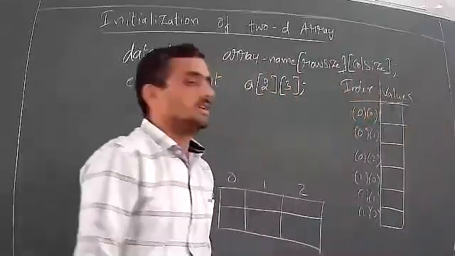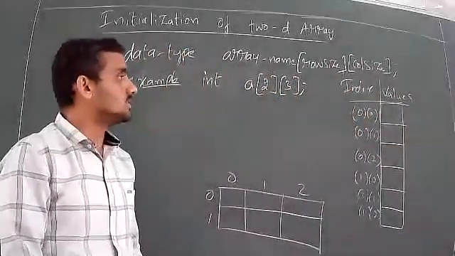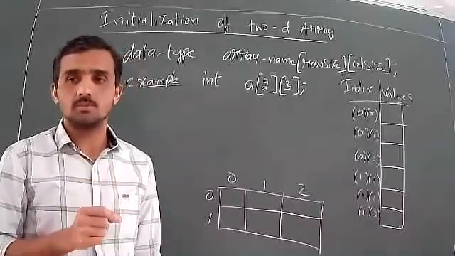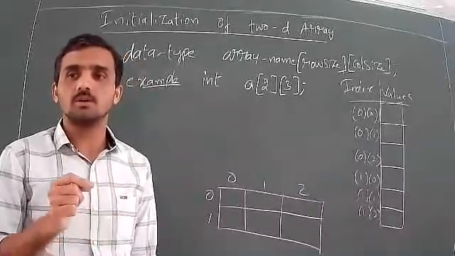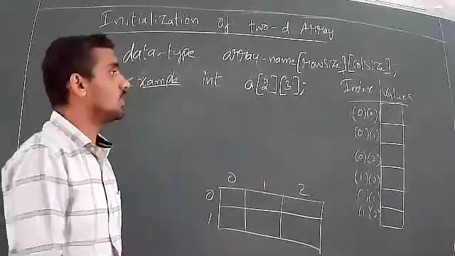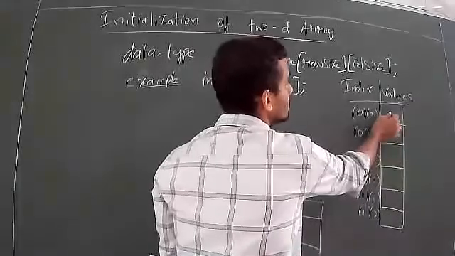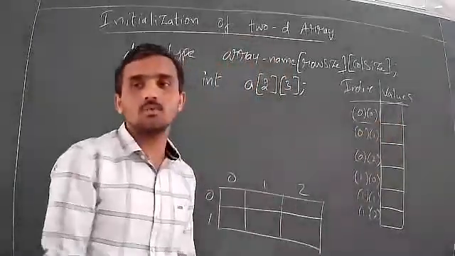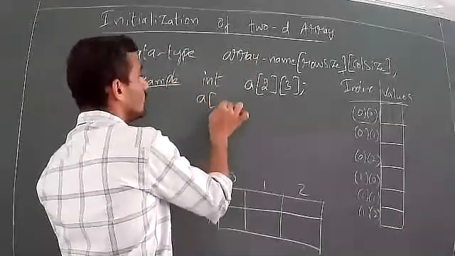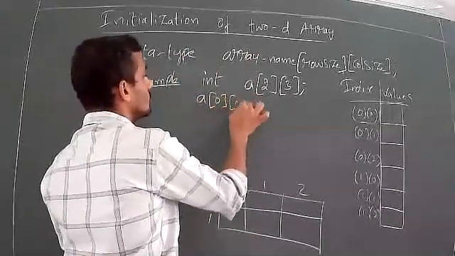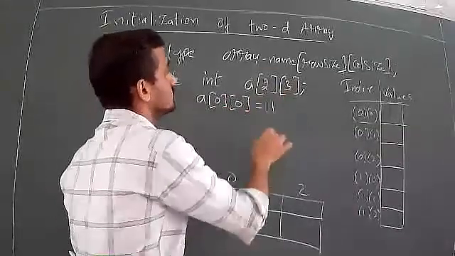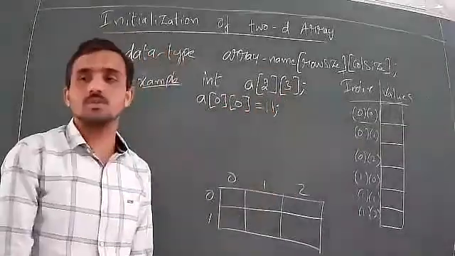Okay. Now what we have to do is we will assign the values directly. In the next statements, we will copy the values directly to the memory locations. That is, if I want to store a value in location 0, 0, A of 0, 0, I have to write the statement as A of 0, 0 is equal to, say, 11. Any value. A of 0, 0 is equal to 11.